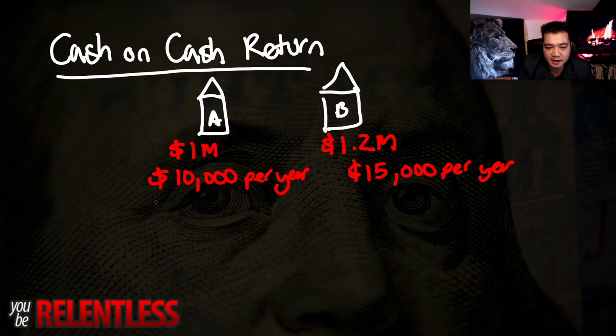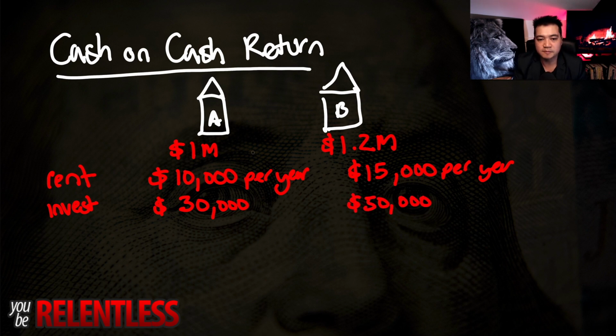So I'm just going to put rent here, and then we put in investment. I'll just make it very clean, very simple. Let's say that you decide to put down 30,000, and you put down 50,000 for the other. So we want to know whether A or B is better. Obviously, B is worth more, but we don't know what's going on, right?